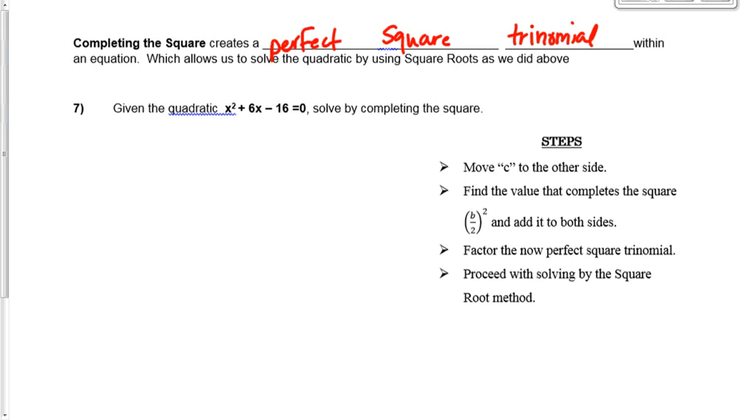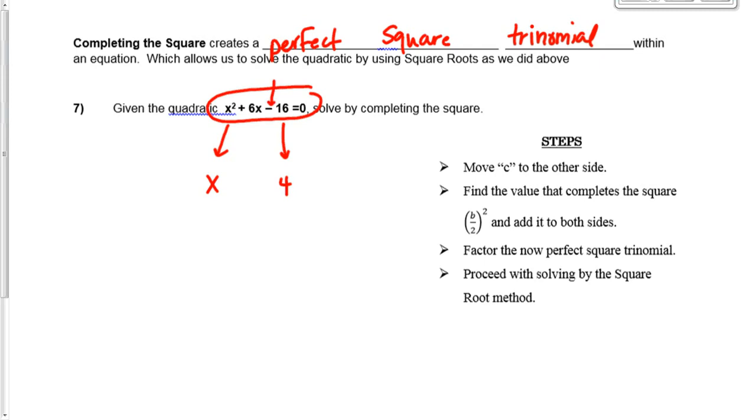So here's problem number 7. It says x squared plus 6x minus 16 equals 0. I want to turn it into a perfect square trinomial. Well, I know that what that means is that the first and third terms are perfect squares. Well, x squared is a perfect square. The square root would be x, right? 16 is a perfect square. The square root would be 4. However, we've talked about this before, we can't have a negative here.